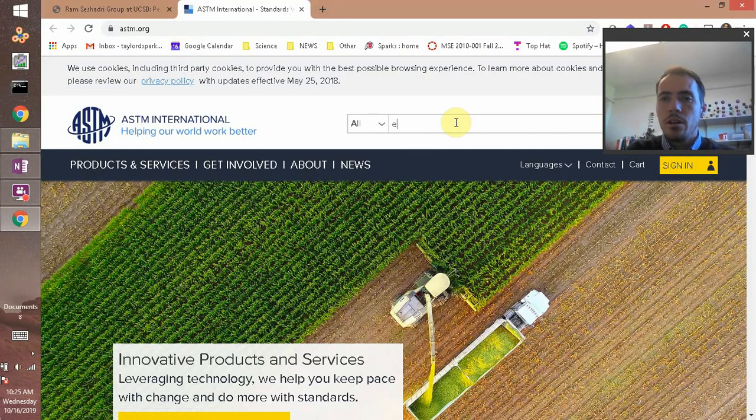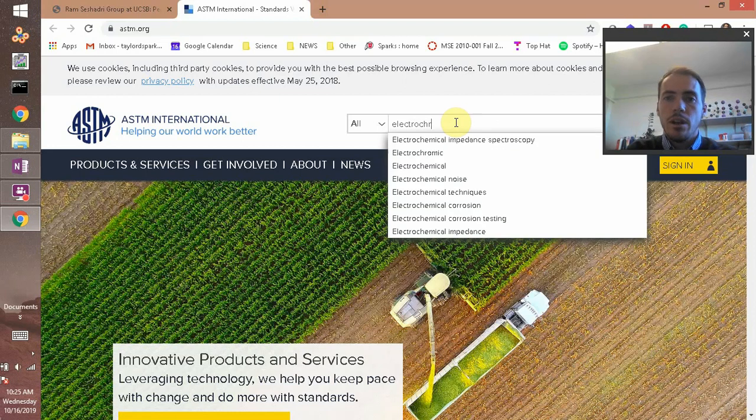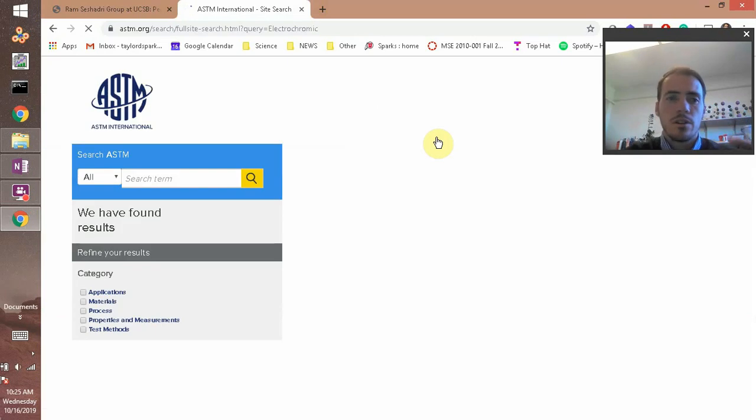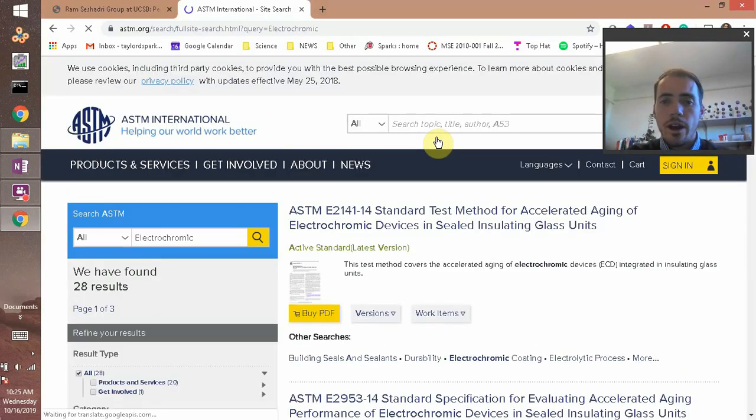We could put in, like, electrochromic, something strange like the materials that we work on in my research group, these ski goggles that can change their color. There are whole ASTM standards on how to test these things. If you make an electrochromic device and you seal it in an insulated glass, how do you do accelerated aging, so that you don't have to wait for it to cycle for 100 years to get all the cycles? You can accelerate that process. This will tell you exactly how to do it.